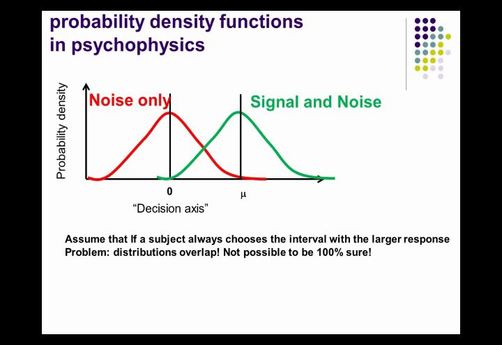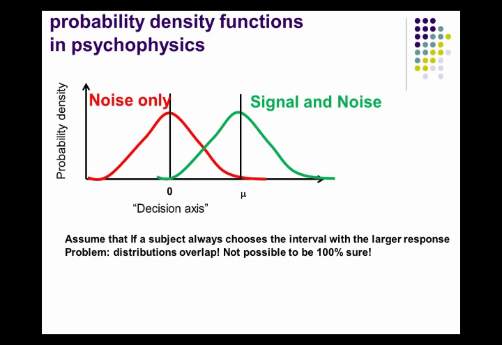Okay? So we assume that the subject always chooses the interval with the larger response, and the problem is that these two overlap. In reality these never go down to zero. Whatever we observe on this axis is what we take our decision on. That's what happens in our head. Let's say there is a certain activity in the brain area, and that happens to be here. What do you do if you only have that knowledge? You don't know if you have only your noise or if you have the signal and noise.